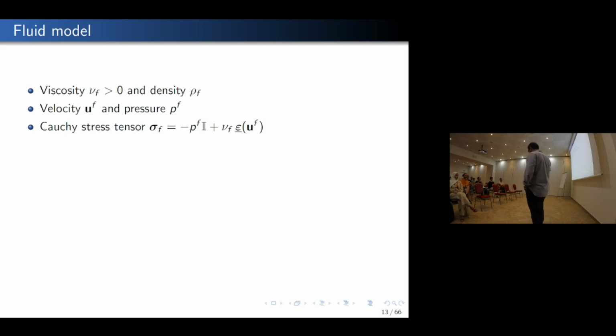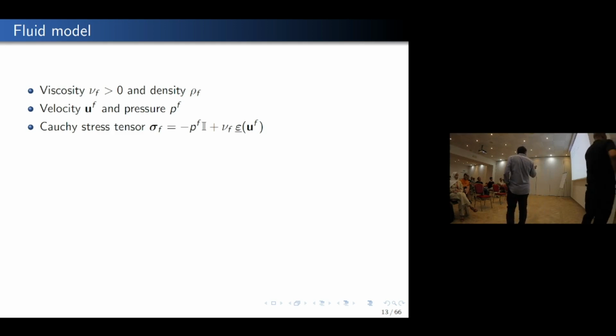Fluid model. We consider a viscosity, mu f positive, and a density, rho f. And again, we are interested in velocity that we call uf, and in pressure, pf. And we need to introduce, to represent the fluid model, basically the Cauchy stress tensor, we call it sigma f. It is minus the pressure times the identity tensor, plus mu f times the symmetric gradient applied to the velocity.